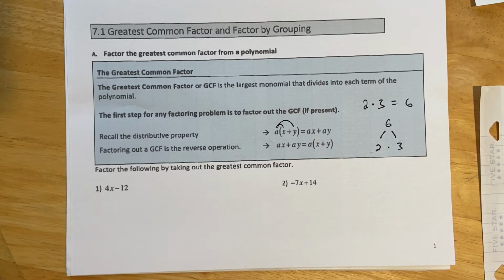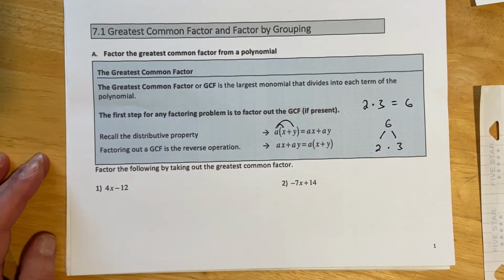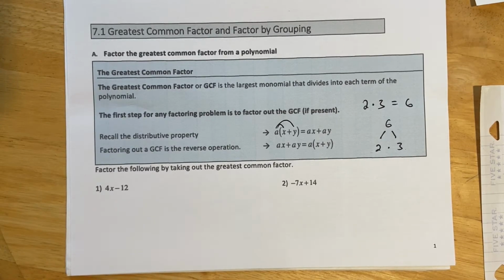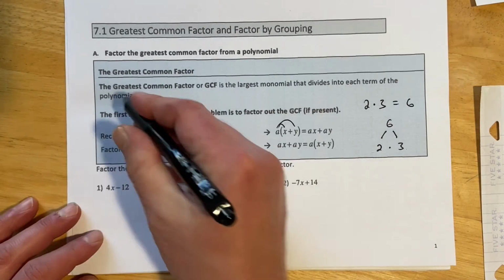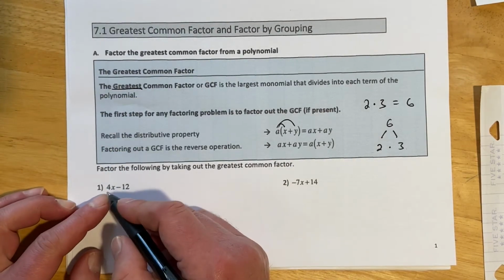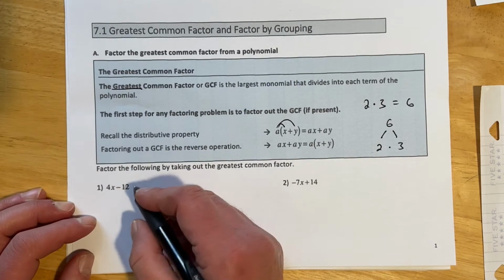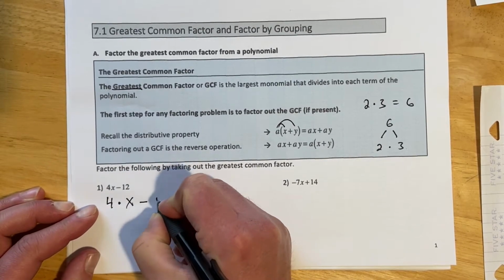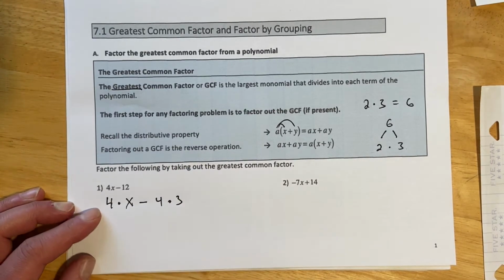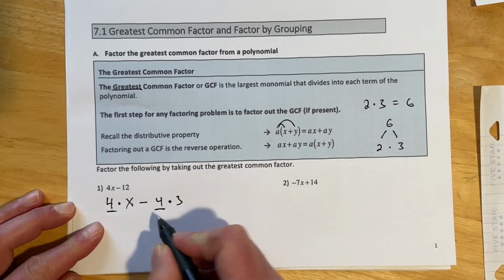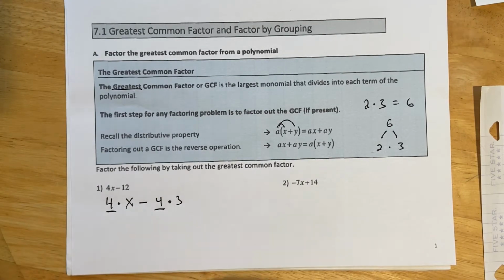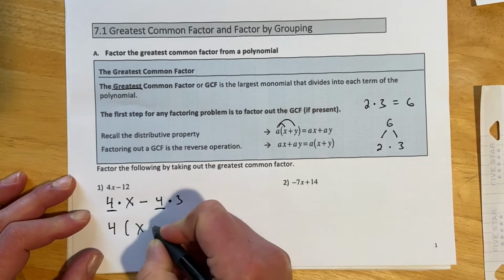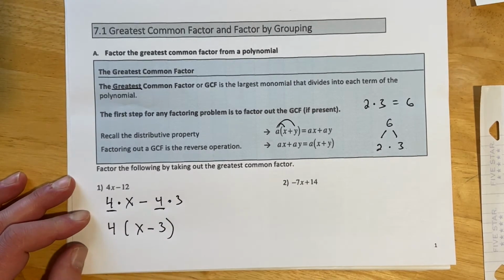So if I'm looking at 4x and 12, what is the biggest thing that divides into 4 and 12? So 2 divides in, but it's not the biggest thing, right? We're looking for the greatest common factor. In that case, we would need to say 4, because 4 divides into both of those. So this is like 4 times x minus 4 times 3. What I want to do is take this 4 and take it out front. That's that reverse distribution. So I'm going to bring the 4 out front, and it's going to leave behind x minus 3.